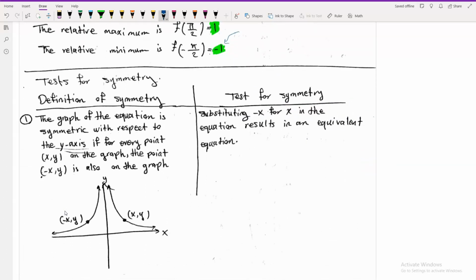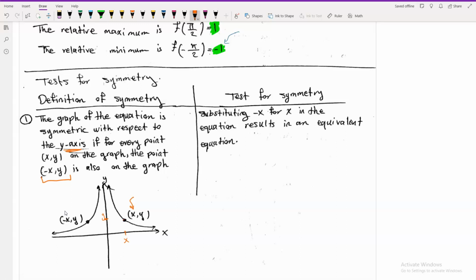Now, next part, here we have tests for symmetry. The definition of symmetry. The first one that we have is with respect to the y-axis. The graph of the equation is symmetric with respect to the y-axis if for every point x comma y on the graph, the point negative x comma y is also on the graph. So this is our graph, this is x, here is y.